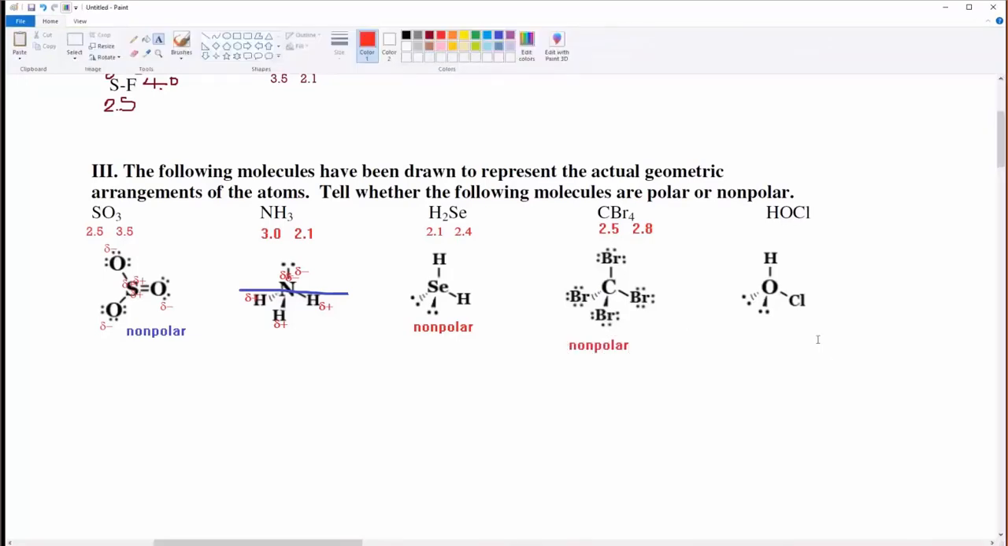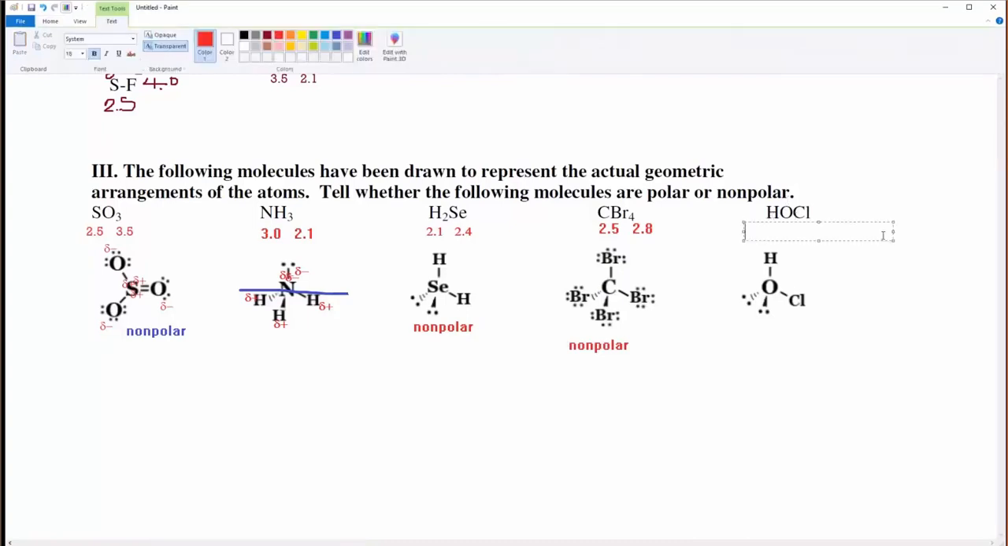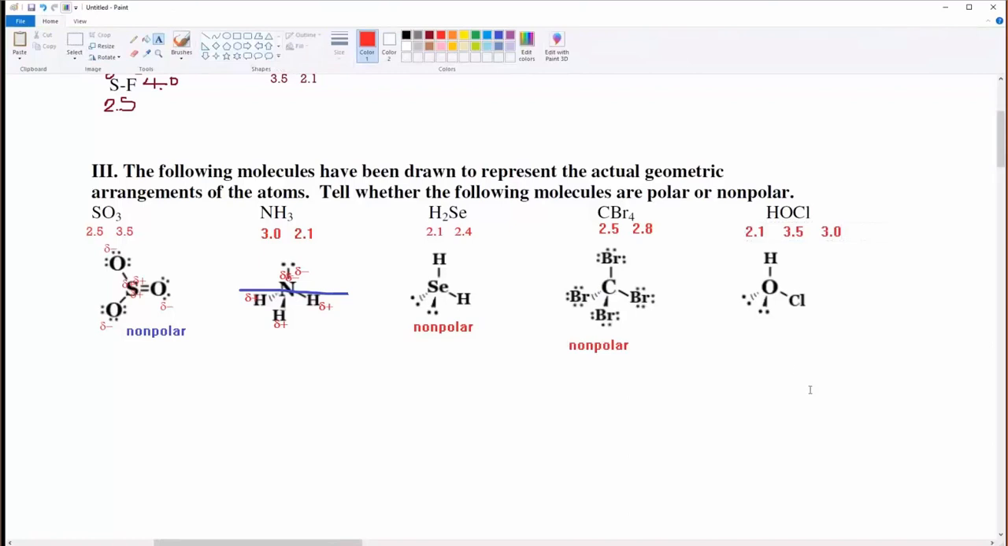Easy peasy. All right, this one's tricky. HOCl. So hydrogen is 2.1, oxygen is 3.5, and the chlorine is 3.0. Okay, so again, we're going to look at the molecule itself. We will never compare the hydrogen to the chlorine because the hydrogen is not bound to the chlorine. So chlorine is not going to steal the hydrogen's electrons in a shared bond here because there's not a shared bond there. Does that make sense?